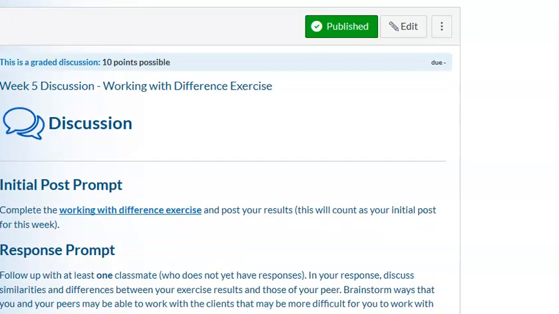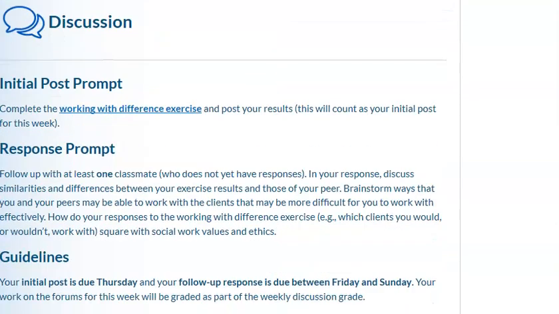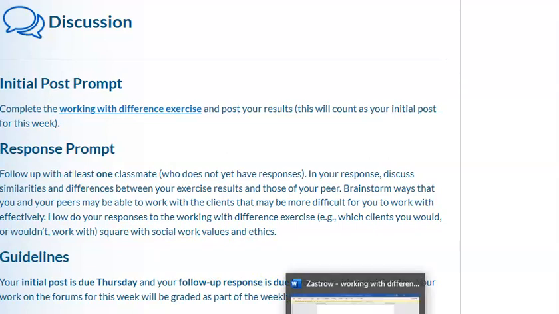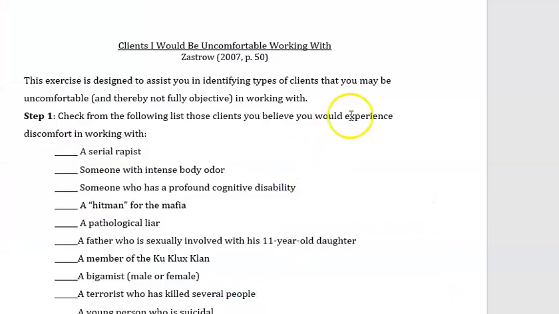So there are two discussion posts this week. The initial one asks you to complete the working with difference exercise. And this will require the initial post due Thursday and follow-up response with one of your classmates between Friday and Sunday. This is what that exercise looks like.